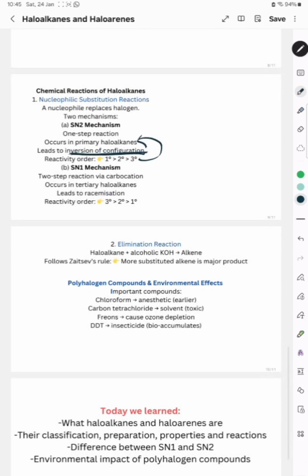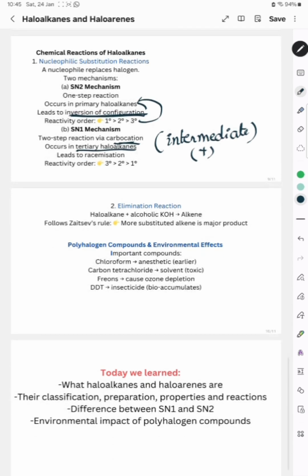SN1 is quite opposite to SN2, meaning the tertiary haloalkanes are more reactive here, and also an intermediate can be formed here. That is, a carbocation will be formed in the reaction, which leads to racemization here.